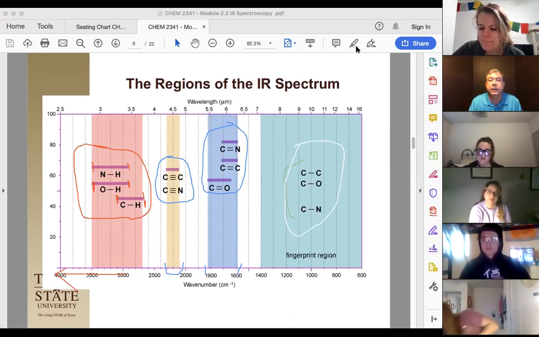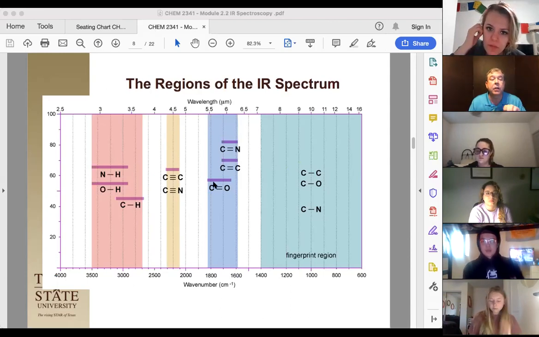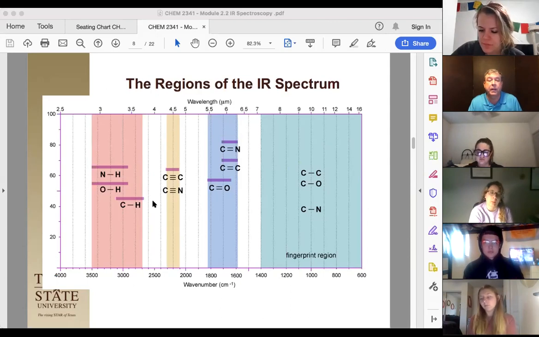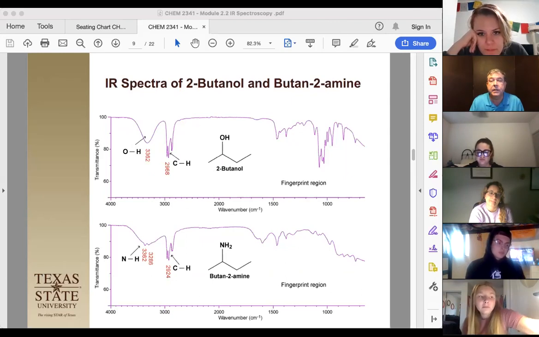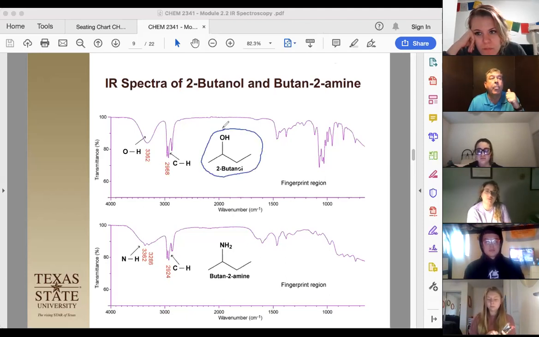All right, clear. And so let's take this kind of thing and put it to memory, and let's start looking for the different functional groups we find in an actual IR spectrum. Okay. So if we look at this one right here, if we just look at the structure itself, what kind of functional group does it have?